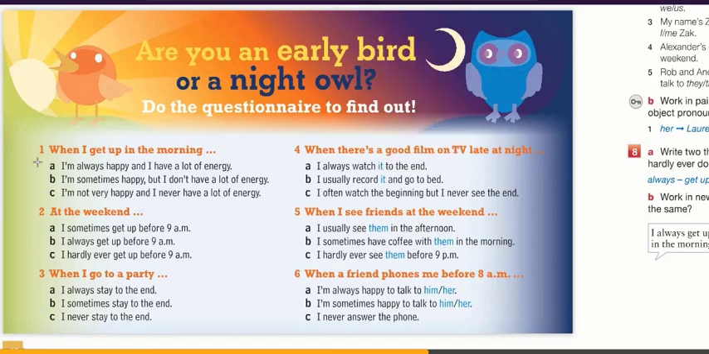My answer, A. I am always happy and I have a lot of energy. At the weekend, I sometimes get up before 9 a.m. I always get up before 9 a.m. I hardly ever get up before 9 a.m. For me, B. I always get up before 9 a.m.